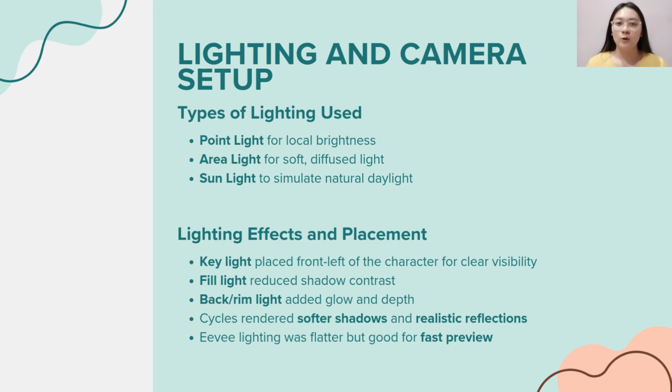The key light was placed front left of the character for clear visibility. The fill light helped reduce contrast, and the back or rim light created depth and helped separate the character from the background. In Cycles rendering, shadows and reflections look more realistic and smoother. In comparison, Eevee rendering was faster but appeared flatter.